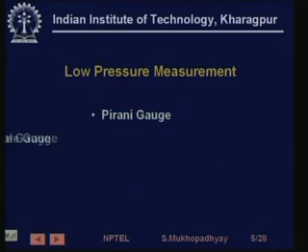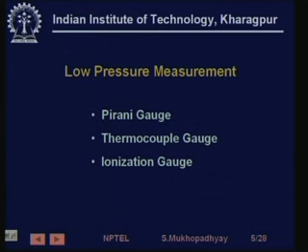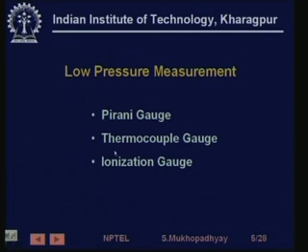Now, we will first talk about pressure measurements, which are low pressure, in the tens or 20s of PSI, maybe lower. So, we'll typically review these three measurement systems. One is the Pirani gauge, the second is the thermocouple gauge, and the third is an ionization gauge.